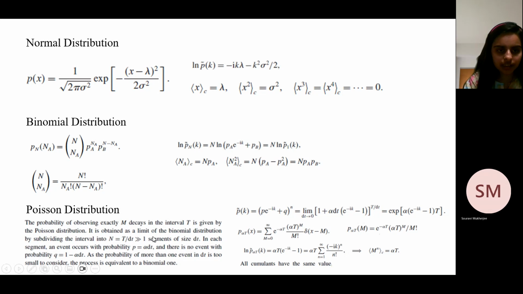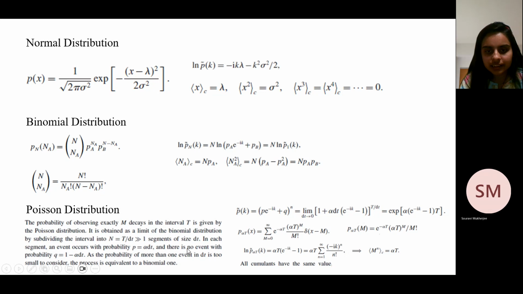And the Poisson distribution is an extension of the binomial distribution. But now what you have done is you have subdivided the interval into a large number of divisions. You consider that in one particular division, the probability of occurrence of one event is given by alpha. So alpha dt is the probability that an event occurs within some segment, and q, that is 1 minus alpha dt, is the probability that no event occurs. So whatever was pa is now alpha dt, whatever was pb is now q, which is 1 minus alpha dt. And now you have a large number of segments.